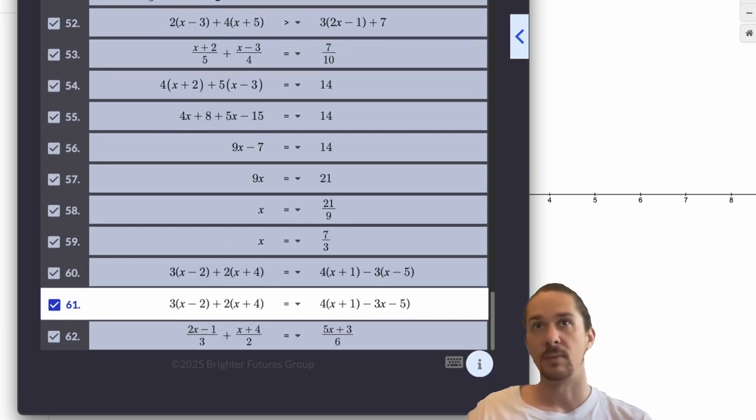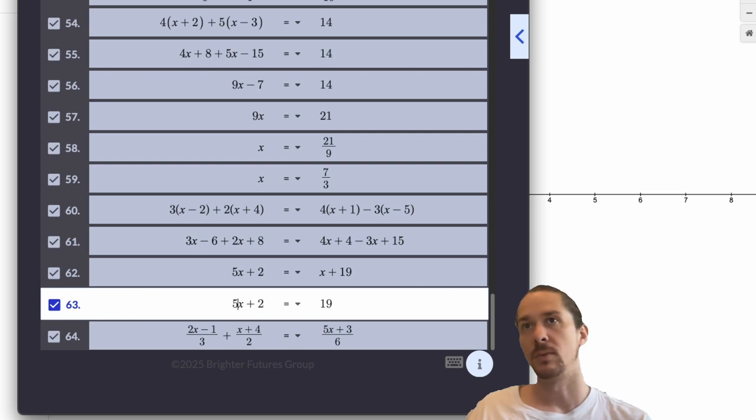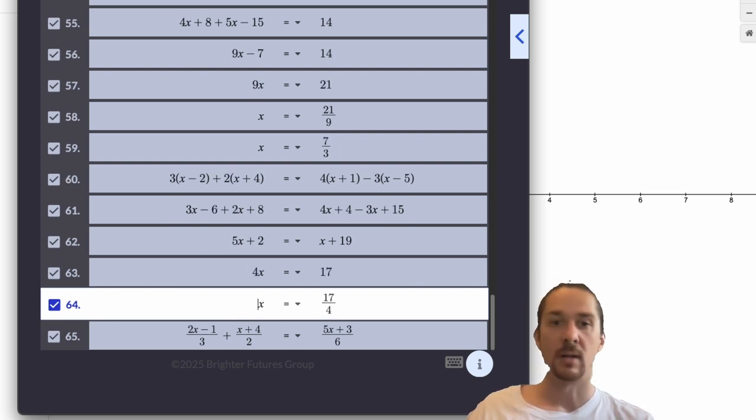Let's see. So this will become negative 3x plus 15. This will become 4x plus 4. Over here, we have 2x plus 8. And here we have 3x minus 6. Collecting our like terms, 3x and 2x is 5x. Minus 6 plus 8 means we have plus 2. And over here, 4x minus 3x is just x, and 4 plus 15 is 19. Now we can subtract x from both sides, and we can subtract 2 from both sides, and then we can divide both sides by 4, and we get our answer there.